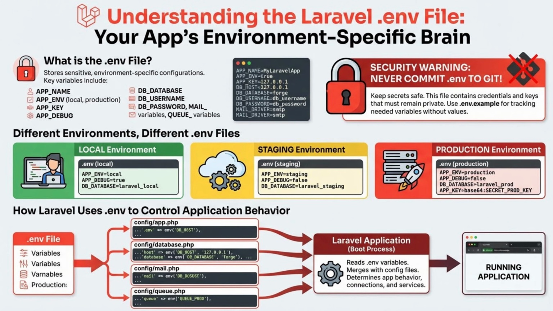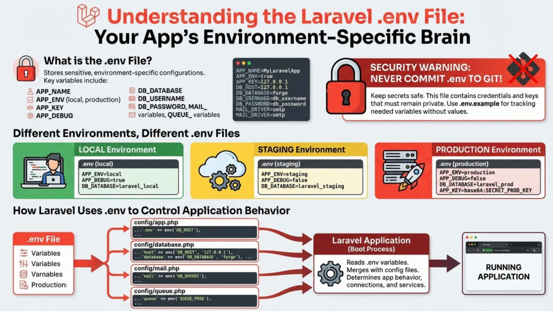In this part of the Laravel structure, we focus on the .env file, which acts as the environment-specific brain of your entire application. The .env file is where Laravel stores all sensitive configuration values, things like your database name, username and password, your app name, your app key, whether debugging is turned on, your mail server credentials, and much more. These values are never hard-coded inside the application. Instead, they are read from the .env file so they can easily change depending on where your app is running.